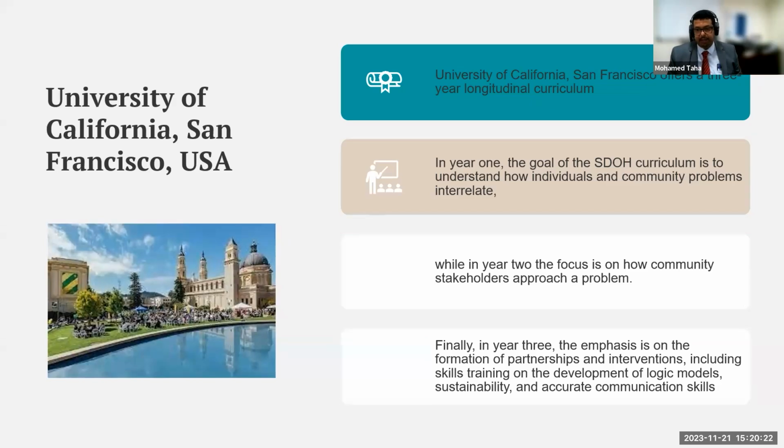While in year 2, they focus on how the community and stakeholders approach such problems that have been identified early by the WHO and the important elements of the social determinants of health. And finally, in year 3, the emphasis is on the formation of partnerships and interventions, including skills training on the development of logic models, sustainability, and accurate communication skills.